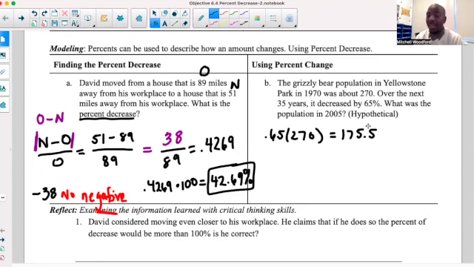Now, because they're telling me it decreased, that tells me that even though this is the 65% I'm looking at, I'm not going to add that to the 270. I'm going to actually subtract that from the 270. So I'm going to do 270 minus my 175.5 in order to figure out how many actual grizzly bears are there in 2005. So 270 minus 175.5 gives me 94.5.